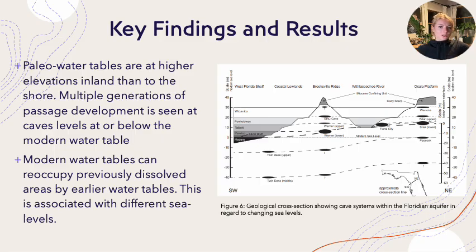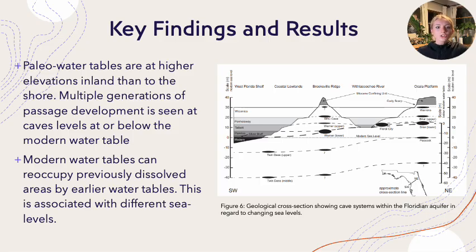Multiple generations of passage development is shown in deep underwater caves, which explains their greater size. A paleo water table was shown to move through different cave levels in conjunction with different sea levels. Water tables can reoccupy zones dissolved by previous water tables, and this results in the water table being able to pass through caves further inland and at a higher elevation. This can be seen near the Cody Scarp and Brooksville Ridge. Additionally, at Finch's Cave in Marion County, the modern water table has occupied a cave passage 15 meters above sea level.